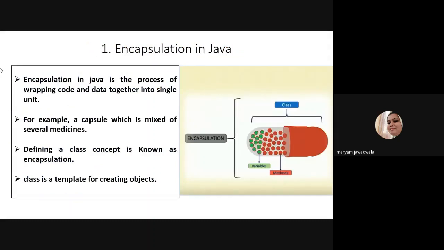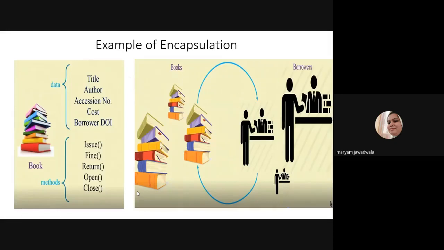I already told you. Encapsulation in Java is a process of wrapping code and data together into a single unit. So you can assume encapsulation is nothing but a capsule consisting of data and methods. And we create a class to do encapsulation. Class is a template for creating objects. So this is an example of encapsulation.